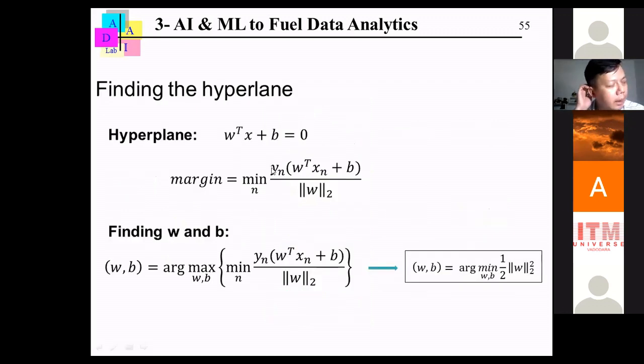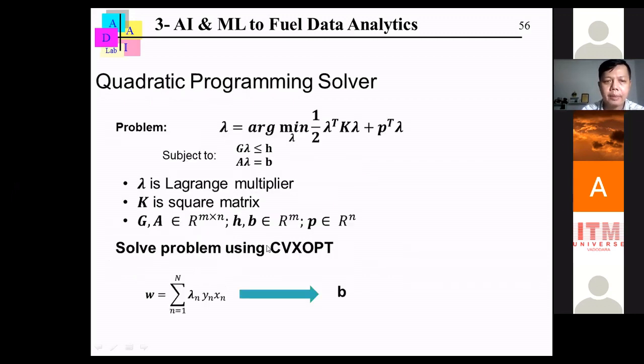It means that in SVM we have to find the best hyperplane. It means we have to solve this equation, and we have to find the maximum margin by this formula, and we will find the two parameters here, W and B, by a quadratic programming solver, which we can apply using CVXOPT.